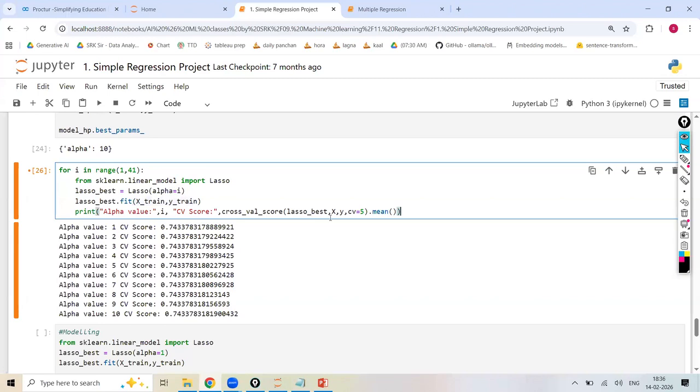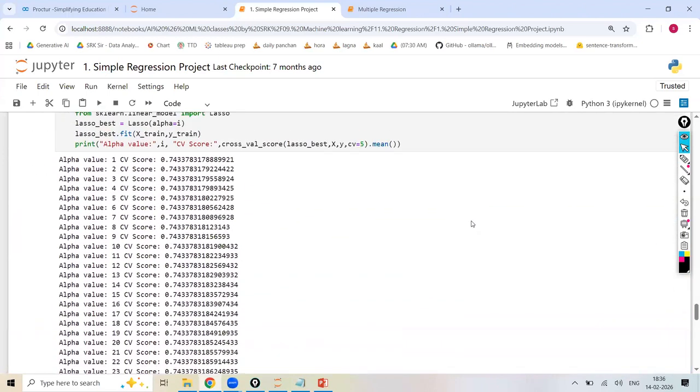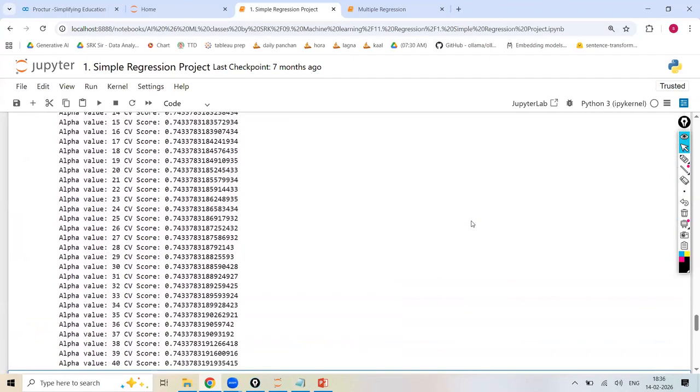Alpha is equal to 2, fit on X train, Y train, again calculate the CV score. Alpha is equal to 3, like that. I'm going to calculate up to 40. See, for all of them it is 0.7433. It is constant. If you increase the number also, there will be no use.